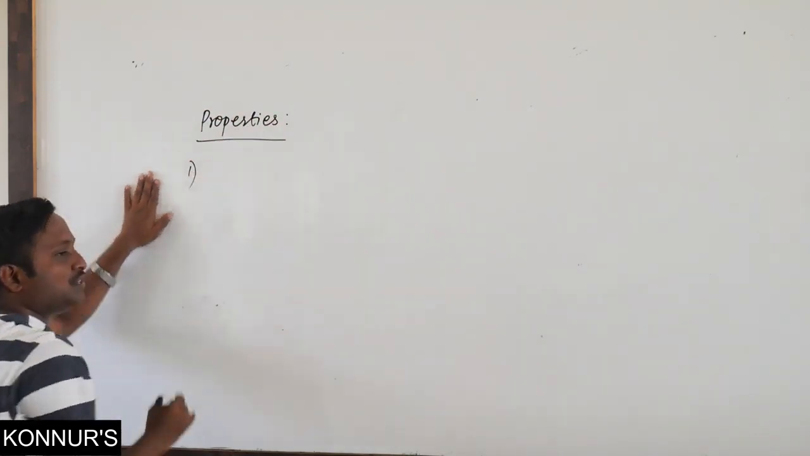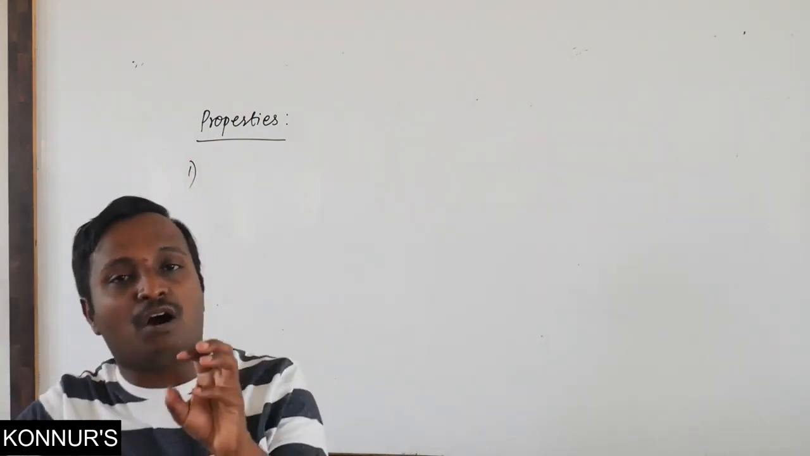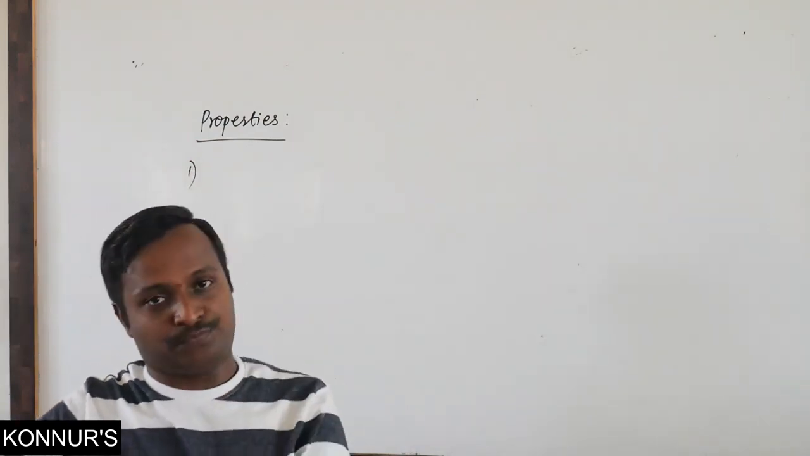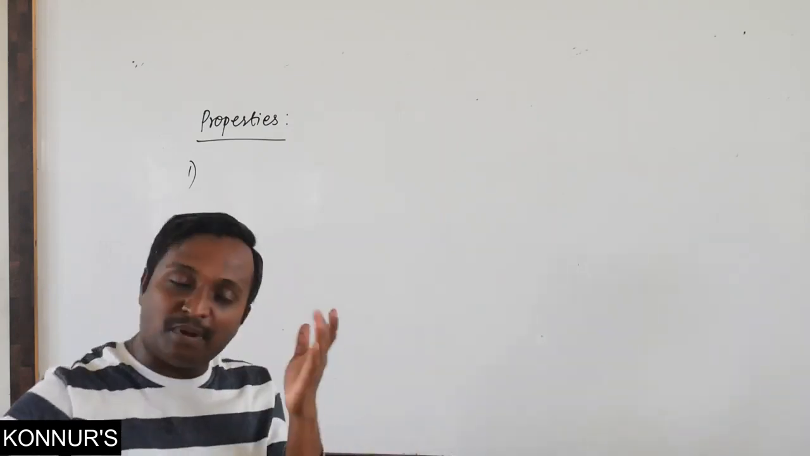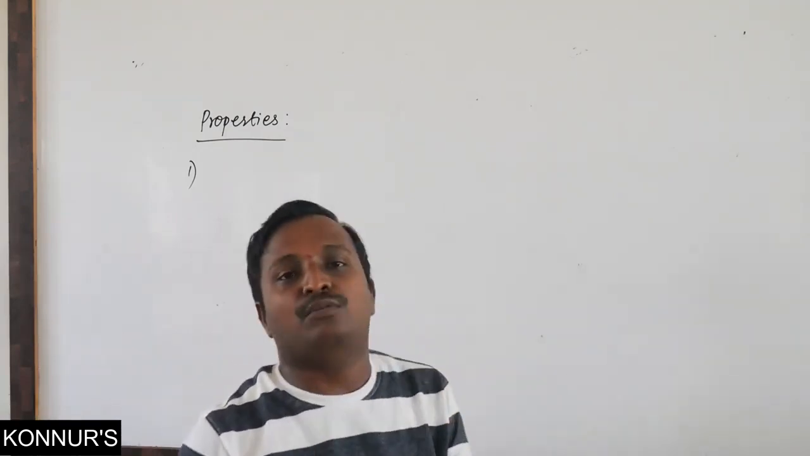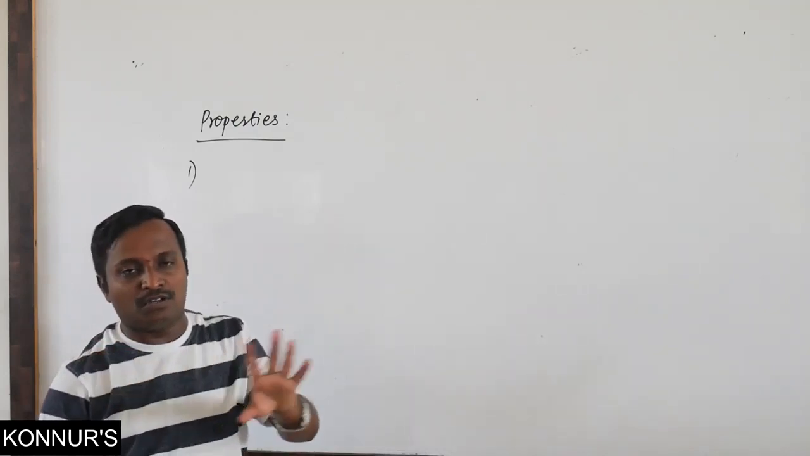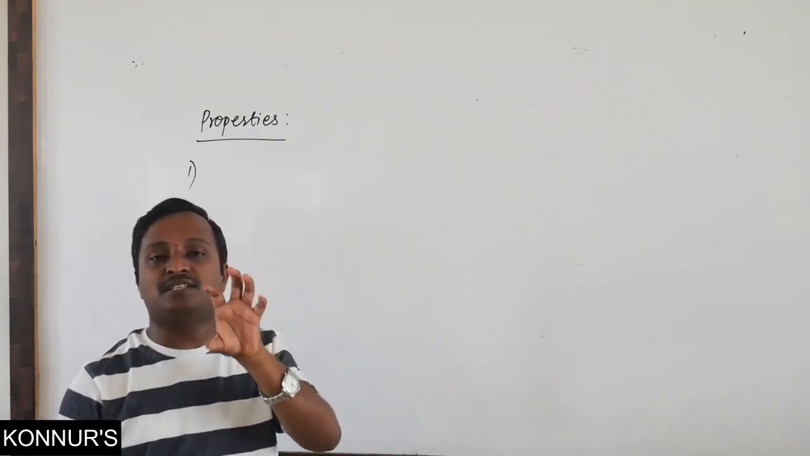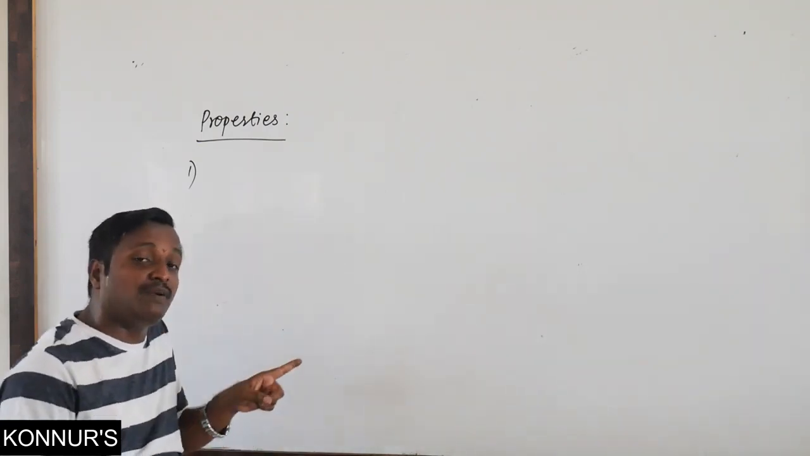Properties of matrix multiplication. First one: in addition of matrices, we observe the commutative property holds. A plus B is always equal to B plus A, but in matrix multiplication commutative does not hold. AB need not be equal to BA. May be equal, may not be equal. That's why the commutative law does not hold under matrix multiplication.